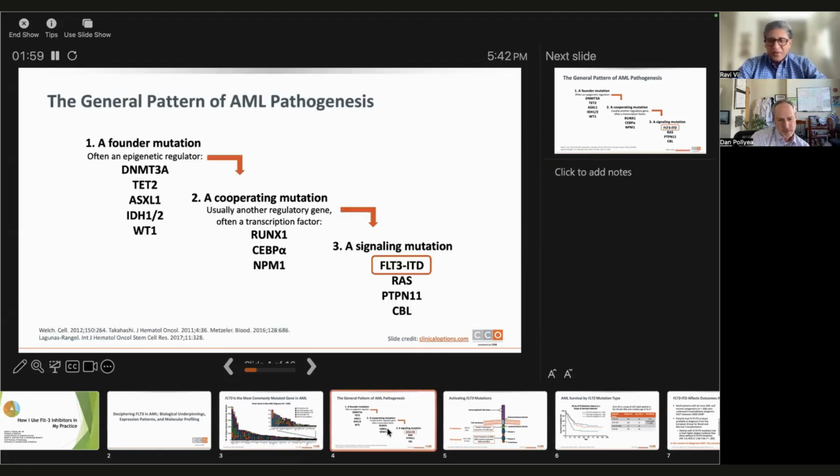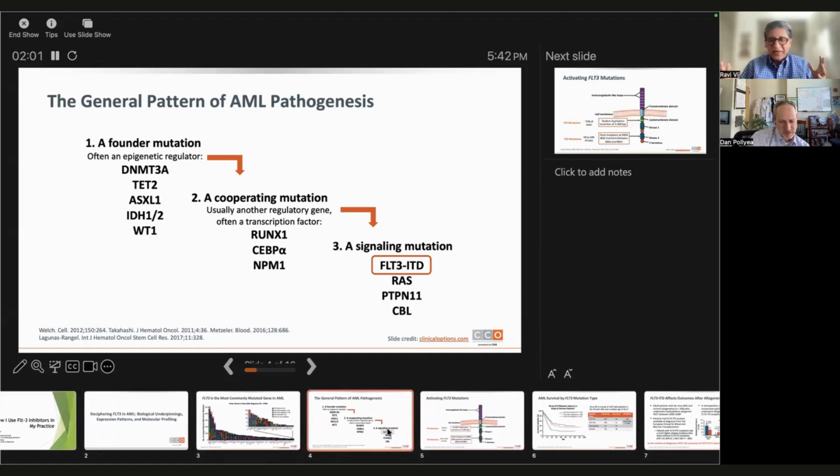So is it a mutation that occurs very early in the evolution? Is it a late mutation? How do you describe it? Yeah, it's important to remember there's two main types of FLT3 mutations. There's the FLT3 ITD, which we're mostly talking about here, has a negative prognostic significance historically, causes proliferative disease. And then there's another mutation that can occur in the tyrosine kinase domain of the gene.